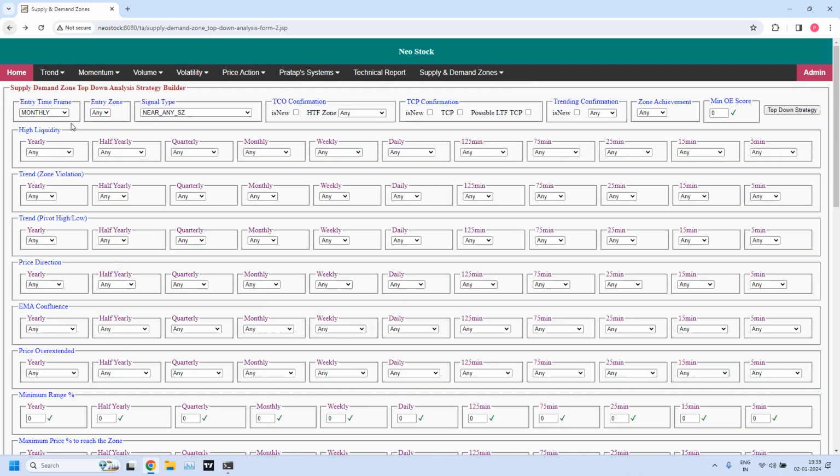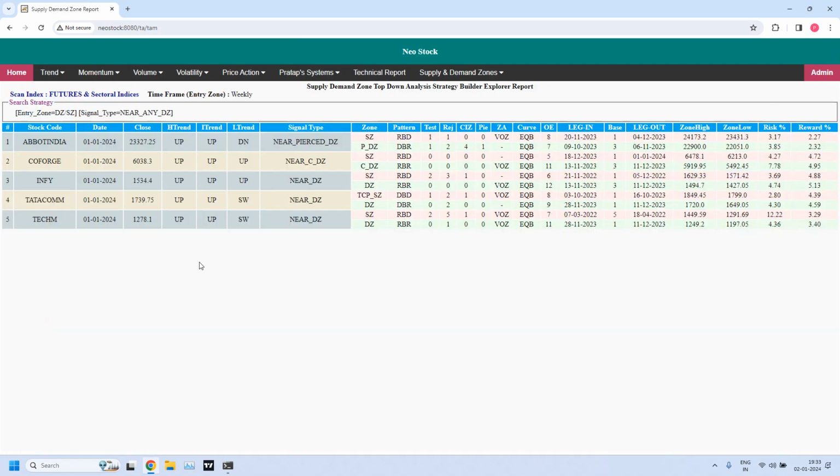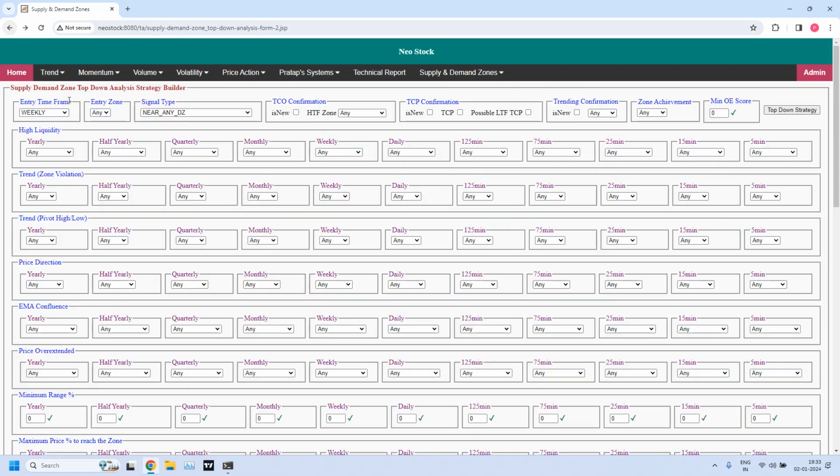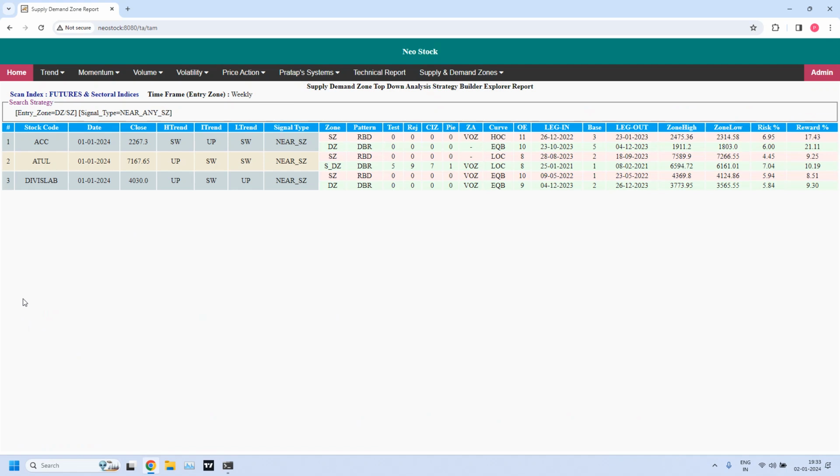So let's go back. Next, weekly time frame, let us find the stocks near weekly demand zone. So 5 stocks are identified. Let's go back. For weekly time frame, let us find the stocks near weekly supply zone. So 3 stocks are identified.